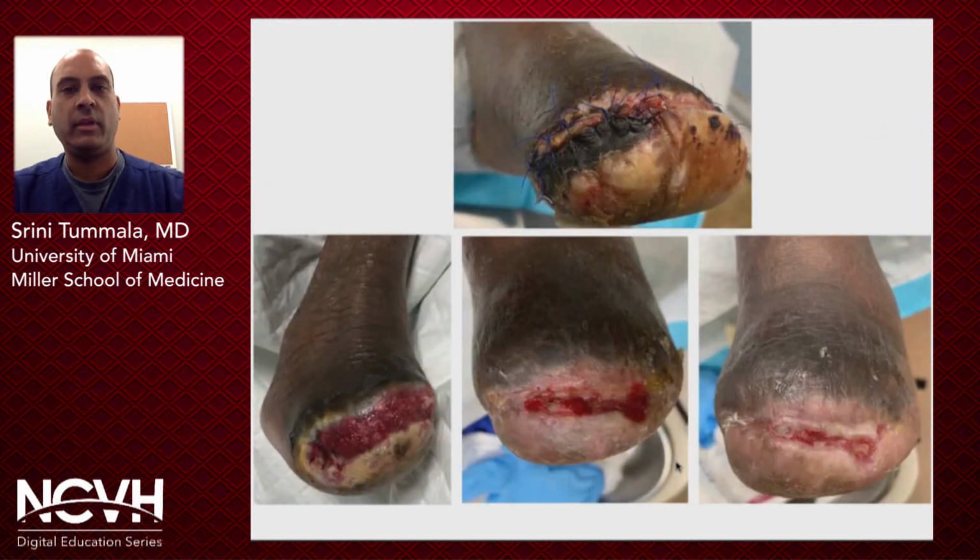And so this really allowed for us to get to this point where we have almost complete healing. And hopefully in another few months, we'll have complete healing and prevent her from a major amputation. So that's an example of indirect revascularization.